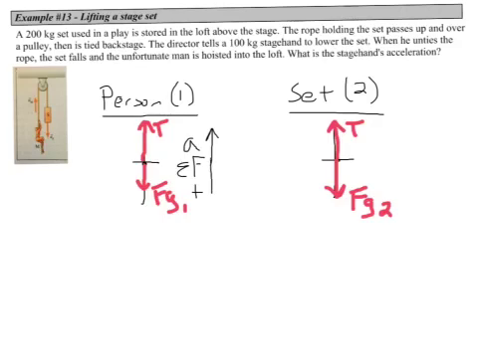Object 2, though, is accelerating downward. Okay, it's accelerating in the downward direction. So in this case, because our acceleration is downward, that tells us that our net force is downward, and therefore we're going to set our positive direction as downward for object 2. Okay? They're both constrained to accelerate at the same rate, but in opposite directions.